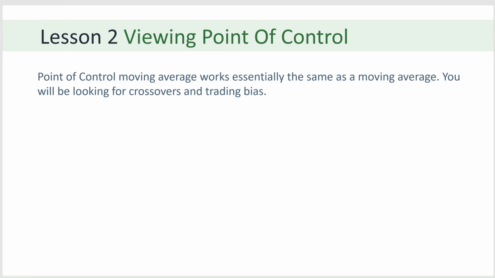So point of control moving averages work essentially the same as a moving average. You'll be looking for crossovers and trading bias. Are we above or below? There's people that when we're above the moving averages, they don't want to be short. If they're below, they don't want to be long.